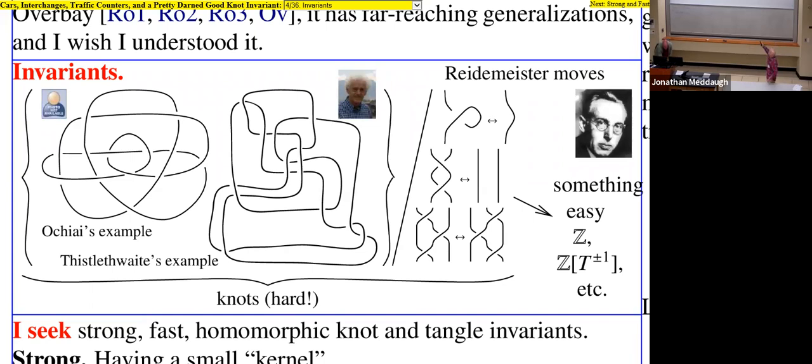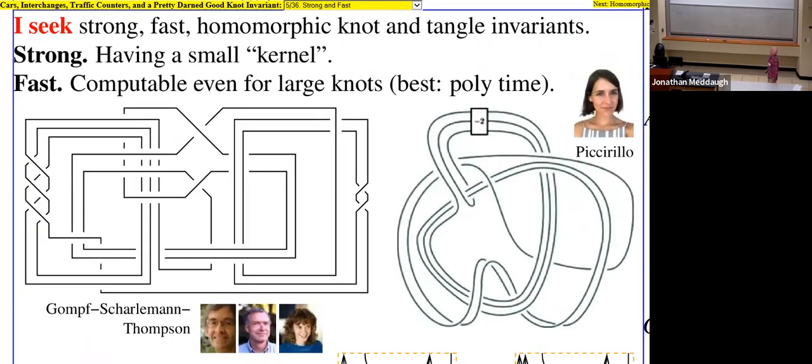Invariants are simply functions defined on the diagrams, so defined on the pictures. You can read them off, compute them from the pictures, and they do not change, so they are invariant under these moves, and have values inside something easy, so that it will be easy to tell things apart. For example, the integers or Laurent polynomials or matrices of Laurent polynomials or something where we know how to manage it. So I seek strong, fast, and homomorphic knot and tangle invariants.